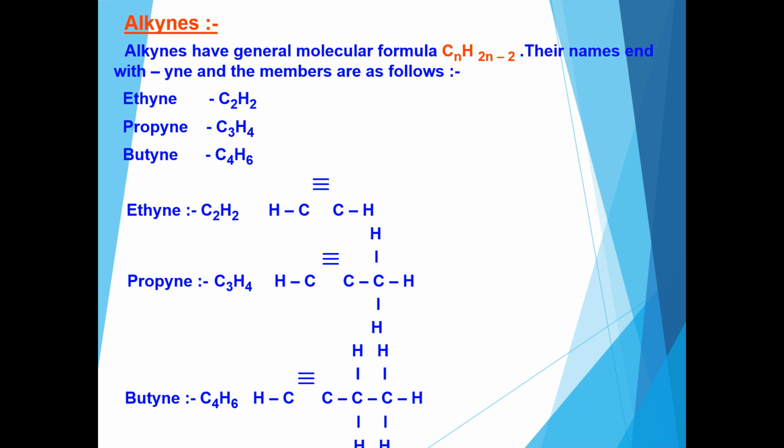I hope you understand the homologous series of alkanes, alkenes and alkynes. With this we finish our chapter, carbon and its compounds.